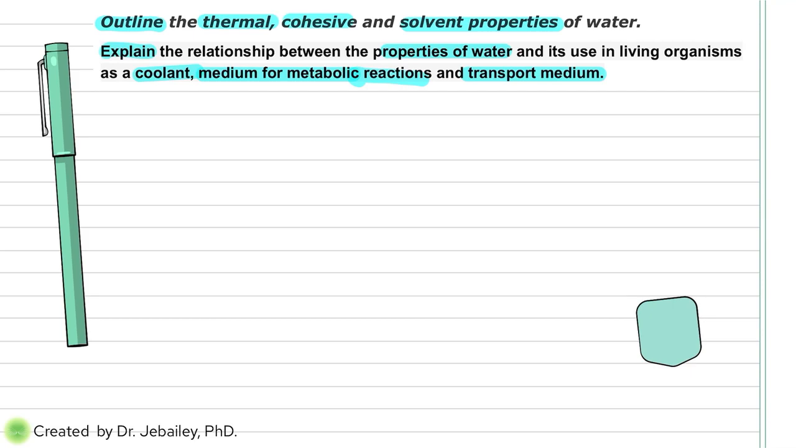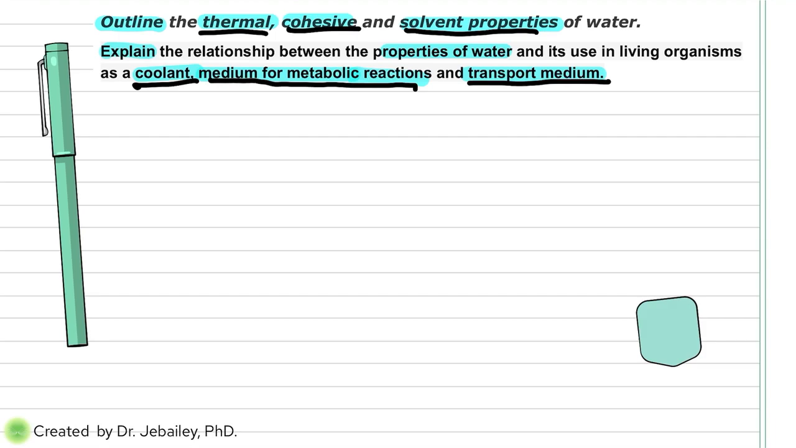If you can see the translation between these two questions, you can see, for example, that the word coolant right here is basically the thermal, and the medium for metabolic reactions is usually the solvent properties, and the transport medium here could be cohesive or the solvent, depending if it's in the blood. So that's basically asking for the same thing, but it's just put in different words.